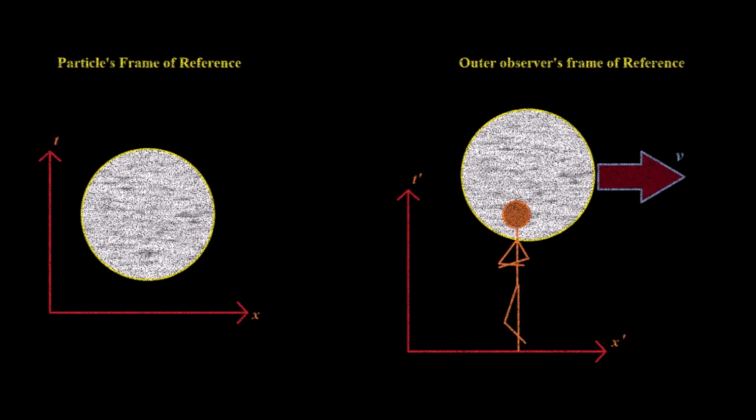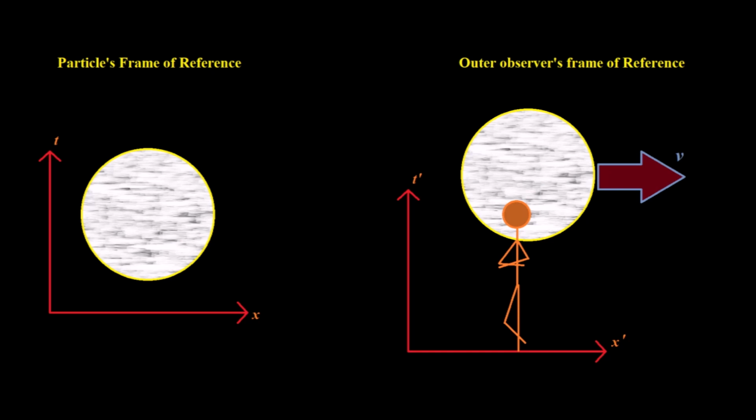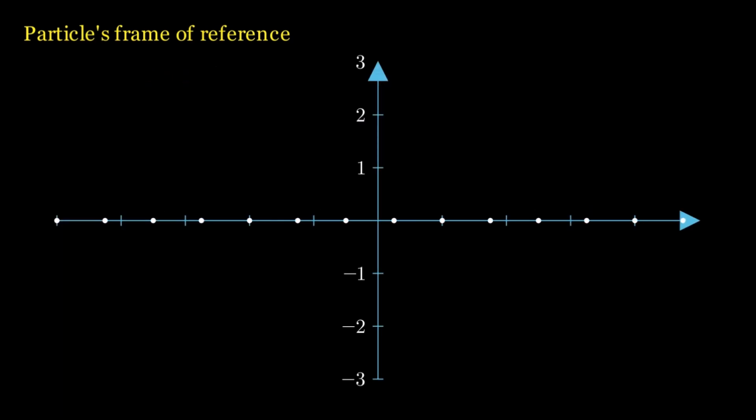We'll consider 2 frames of reference, the particle frame and the outer observer frame. In the frame of the particle, the periodic phenomenon is a purely temporal phenomenon. In other words, an observer moving with the particle will measure the time period of the phenomenon and will obtain the frequency f. We can plot this through a space-time diagram. The y-axis represents time and the x-axis represents one of the spatial coordinate axes. Note that the evolution of the periodic phenomenon is purely temporal.